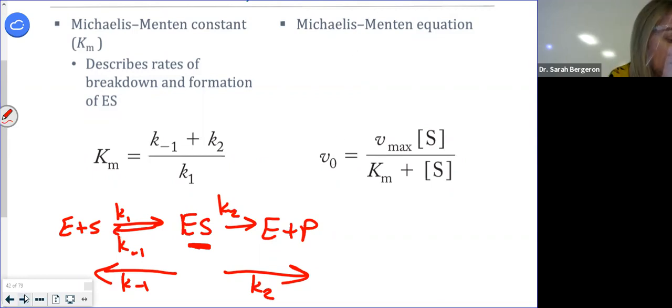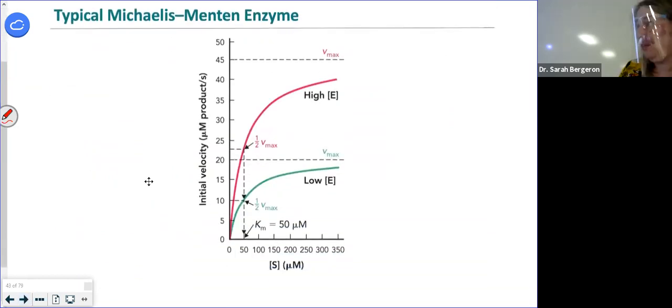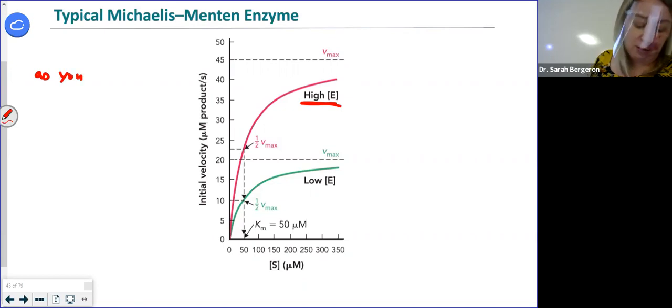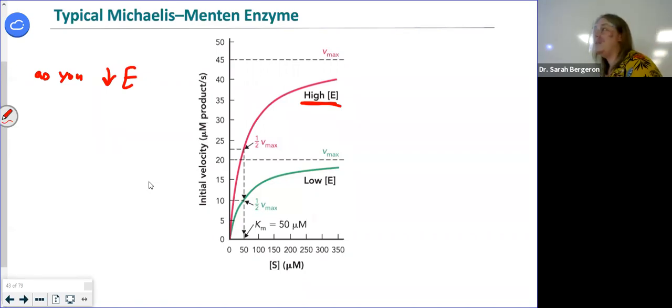Well, that's really nice. So we can look at a graph, and we can say, okay, here are some typical Michaelis-Menten enzyme kinetic parameters. I have one enzyme and I have one substrate. What I am going to do is change my concentration of enzyme. The red line, I have high concentration of enzyme. The green line, I have low concentration of enzyme. So let's talk about what happens as you decrease the concentration of enzyme. Tell me about Vmax. What happens to Vmax?